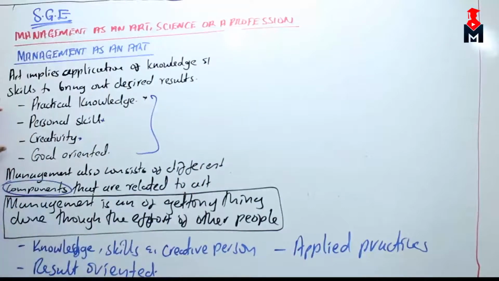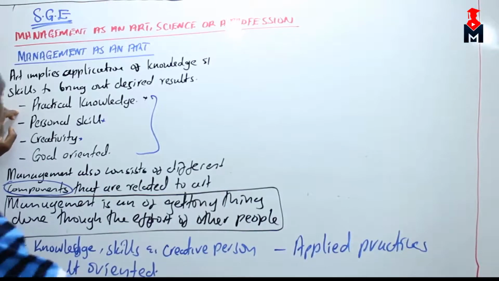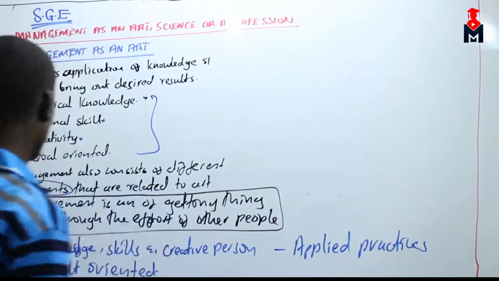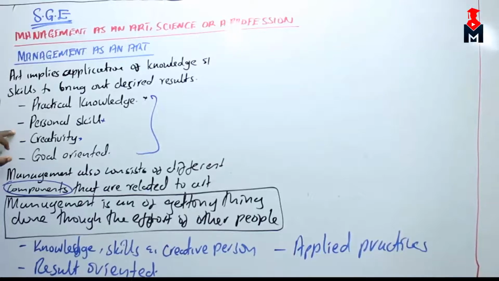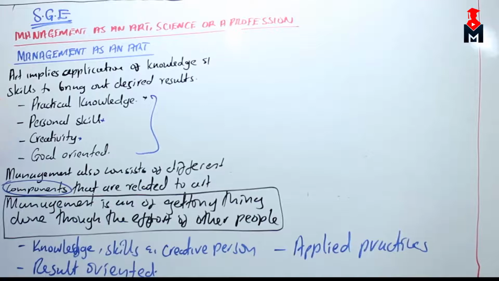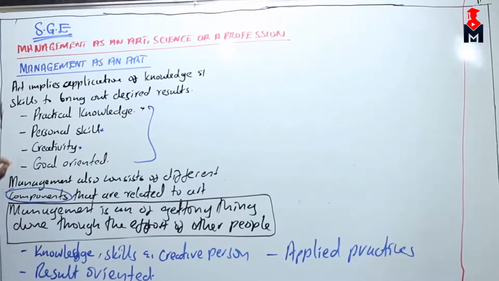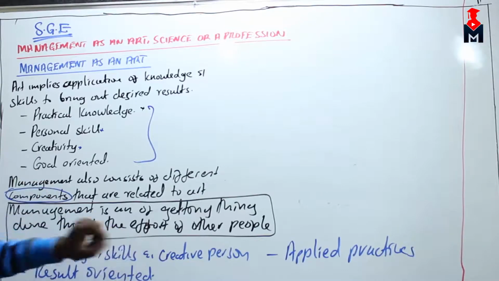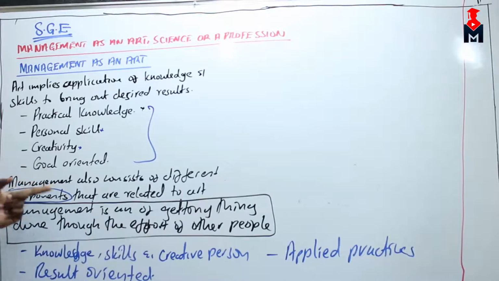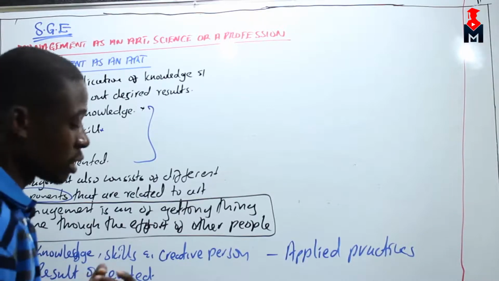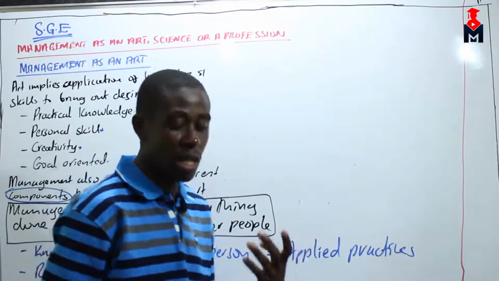So if you can relate it with art, you'll find that art has a practical knowledge, which you're talking of applied practices in this case. We've talked of personal skills. Personal skills are a component of art. Also, management should also have personal skill. Creativity, a good manager should be a creative person. Talk of goal-oriented, also we've mentioned this here, of which, as at the end of the day, we need to achieve certain objectives within the organization.